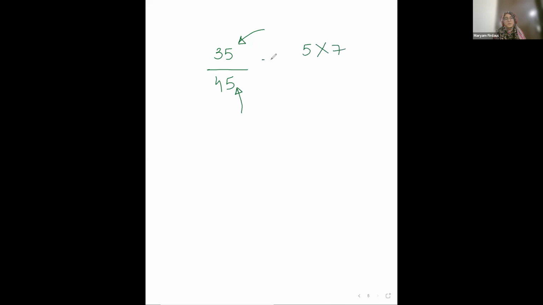So 35 can be written as 5 multiplied by 7, and 45 can be written as 9 multiplied by 5. Very good. So 5 into 9. So you can cancel both of these. What do you have remaining? 7 by 9.